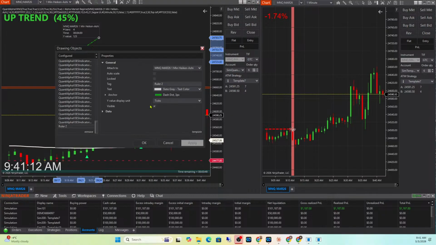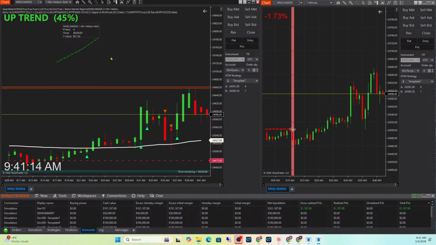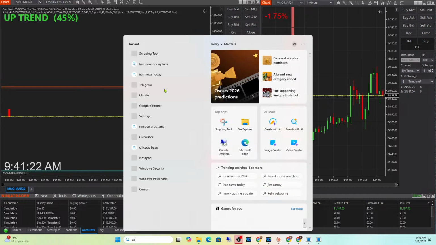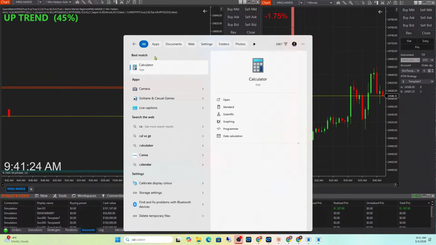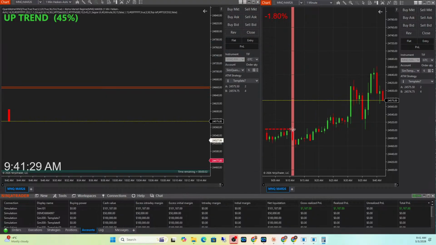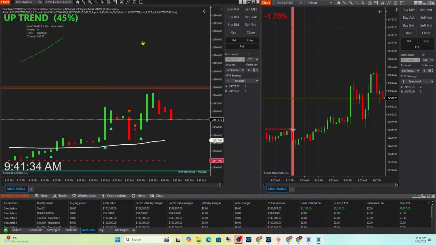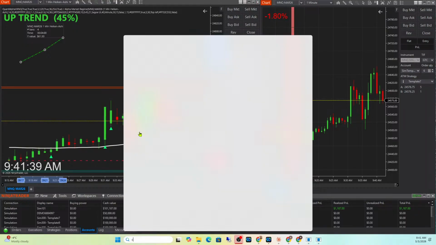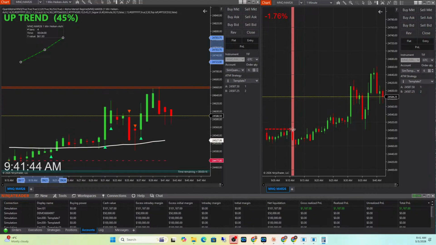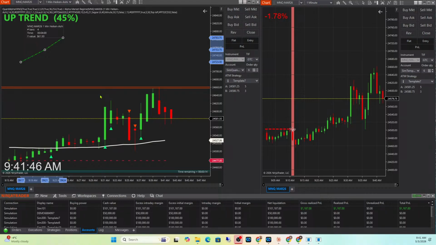I'll say it's around $60 for one micro contract. So $60 times 6, 360. So the max loss per trade is $360. Which means if I lose 2 back-to-back, 360 times 2, my max loss per day is $720, which is very good.